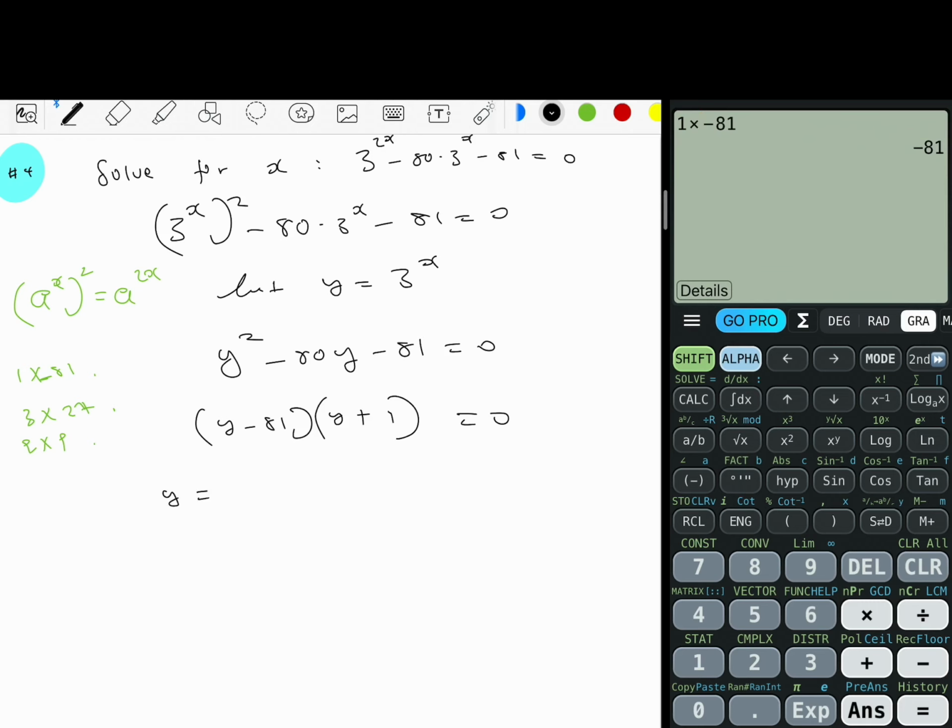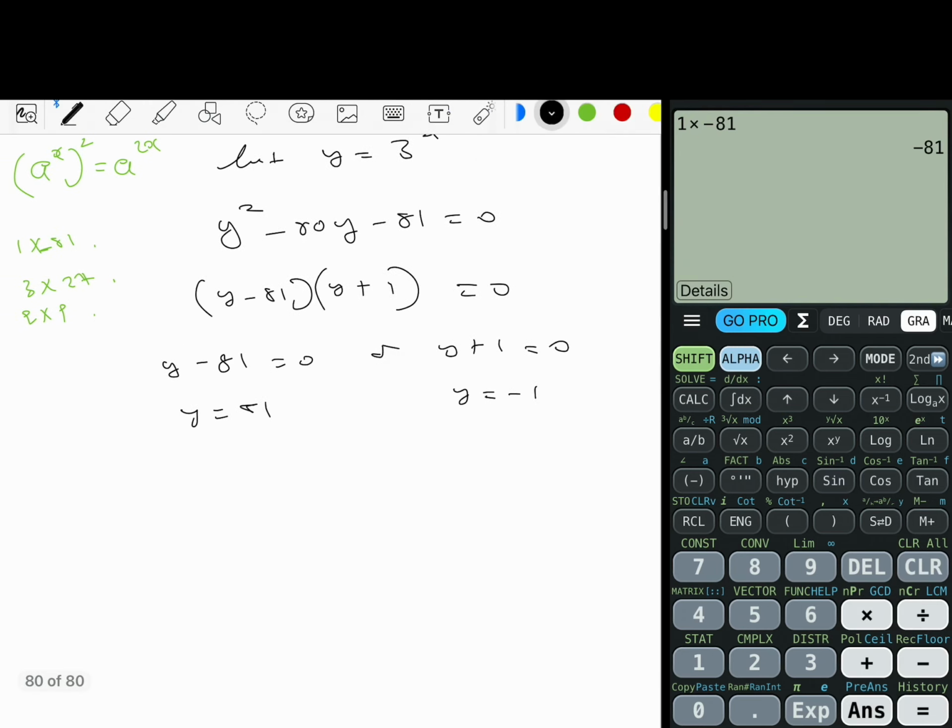And then from here, you can say y minus 81 is equal to 0, or y plus 1 is equal to 0, and then y is equal to 81, and y is equal to negative 1. And remember that y is 3 power x. So this is going to be 3 power x equal to 81. And then we can rewrite 81 as 3 power something, right? 3 power 1 is 3. 3 power 2 is 9. 3 power 3 is 27. 3 power 4 is 81. So 81 can be written as 3 power 4.